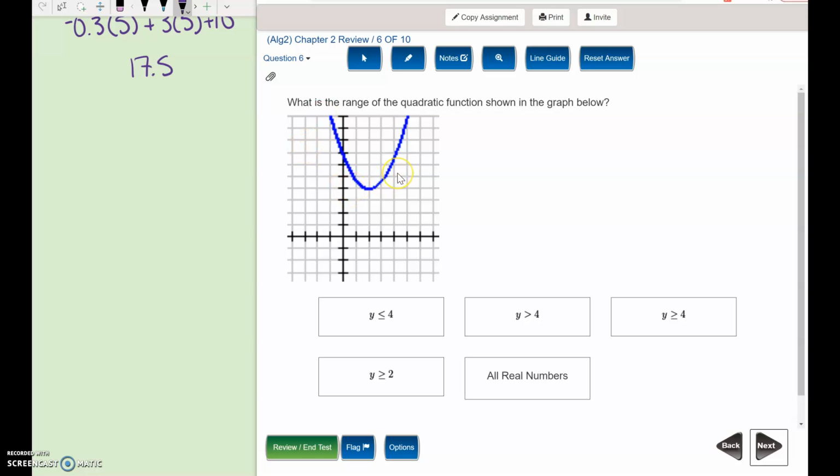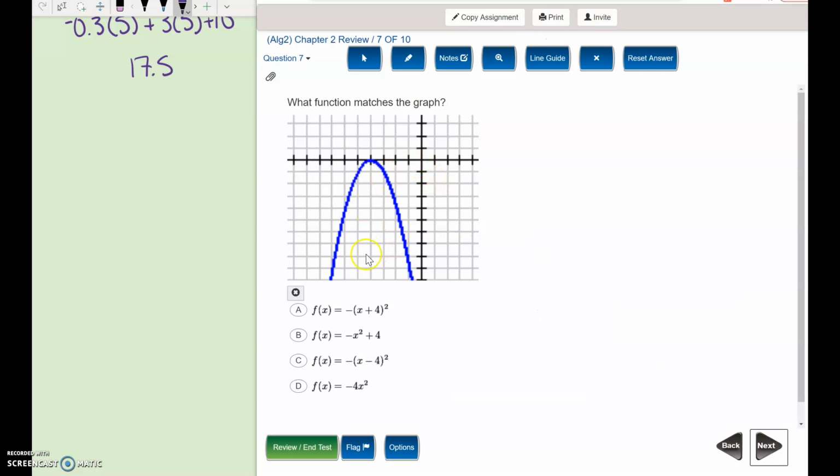What is the range of this quadratic function? It opens upward, so it has to be y is greater than, and the y value there is 4. So it's either y is greater than 4 or y is greater than or equal to 4. We've always done greater than or equal to because that vertex has a y value of 4. So our y values can equal 4.